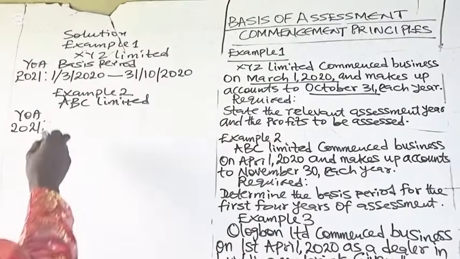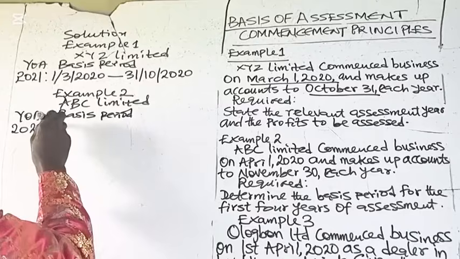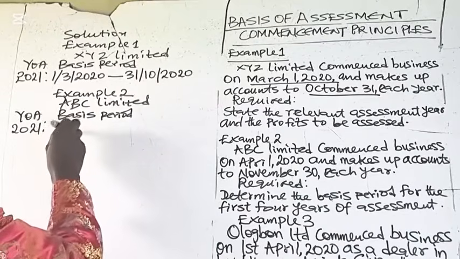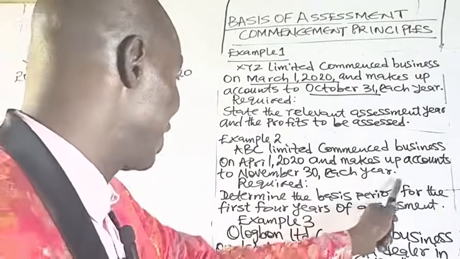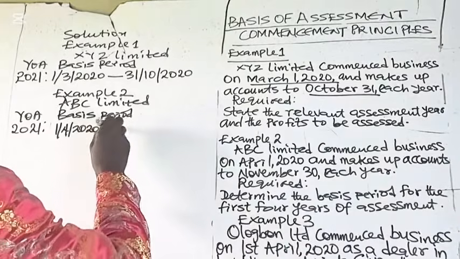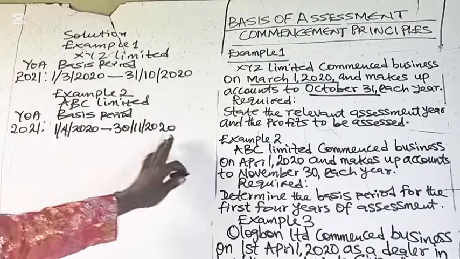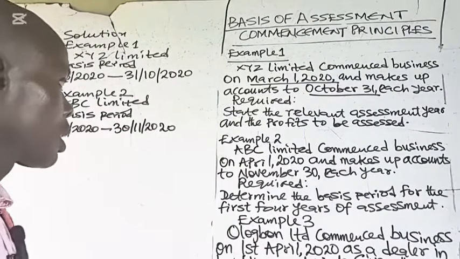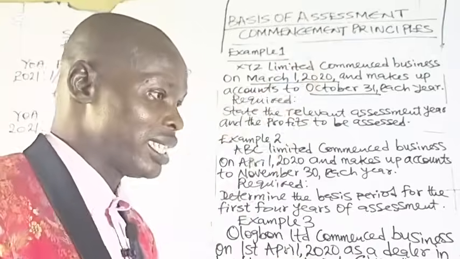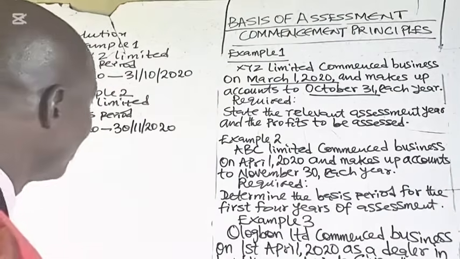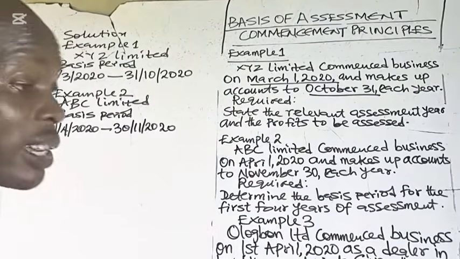It commenced business on April 1st, 2020, and makes up accounts to November 30 each year. That means the first accounting period ends on 30th of November 2020. That is the year end of the business. Required: determine the basis period for the first 4 years of assessment. The first year of assessment has been established. The second year, which is 2022, you apply the rule for the second year of assessment.